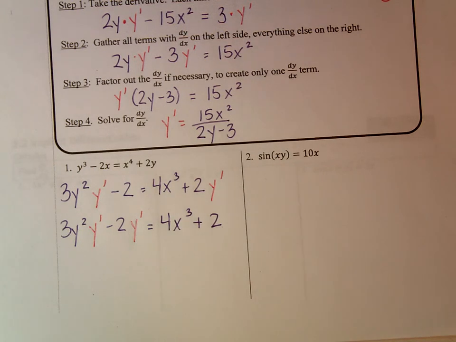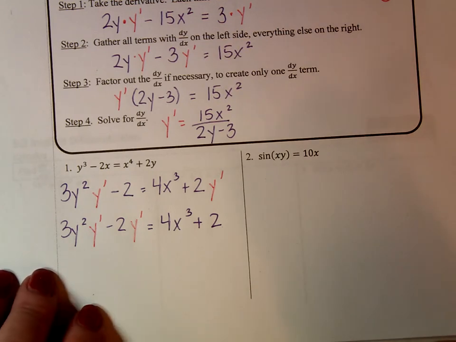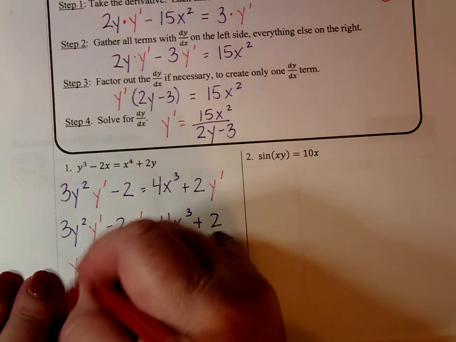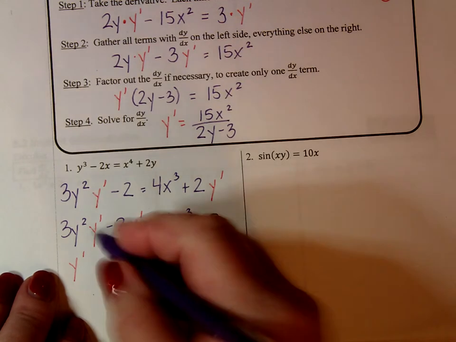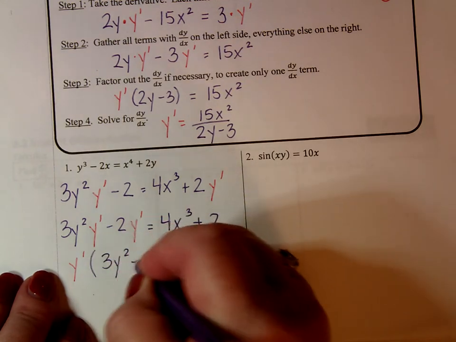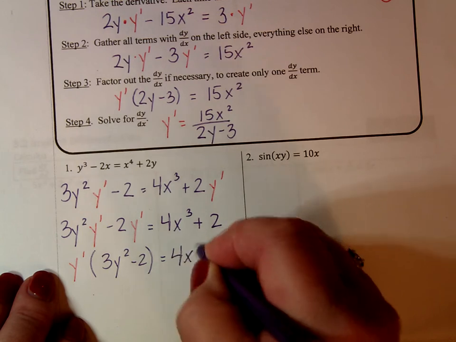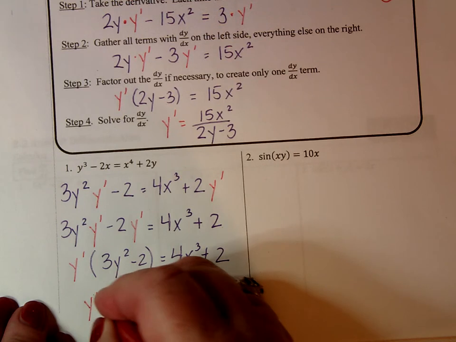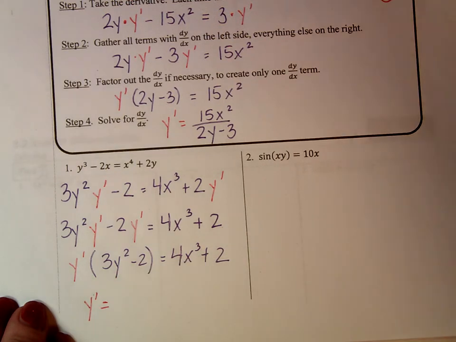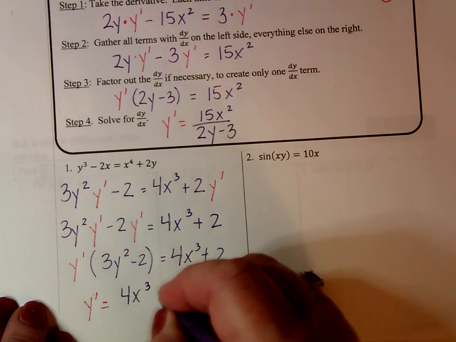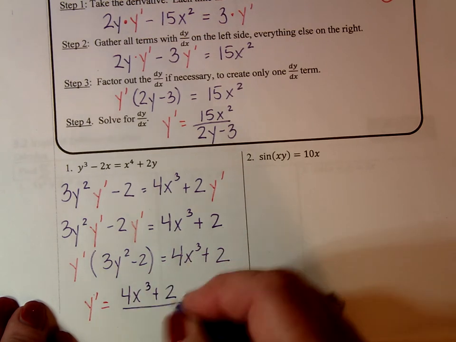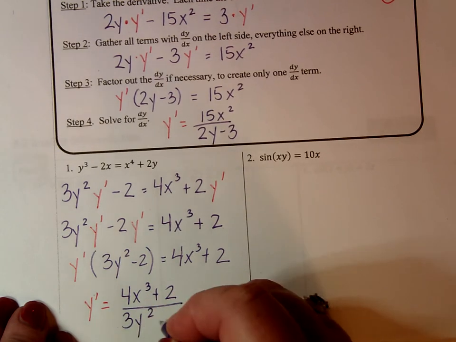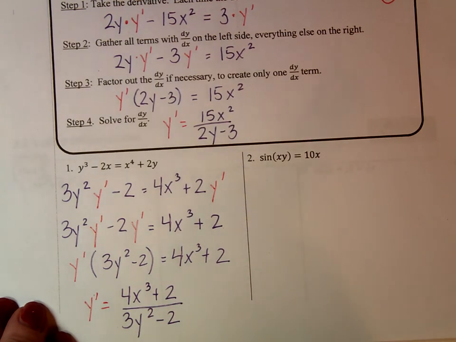Now you might or might not like the colored pencils, but for me, in the start of this, it makes me happy to have the different colors so I can see who I'm trying to get by himself. If you don't enjoy colored pencils, it's okay. Y prime, factor it out. 3y squared minus 2 equals 4x cubed plus 2. So what ultimately does y prime equal? It equals 4x cubed plus 2 over 3y squared minus 2. And that's your final answer.